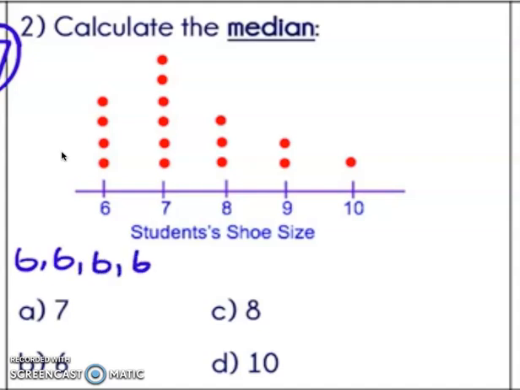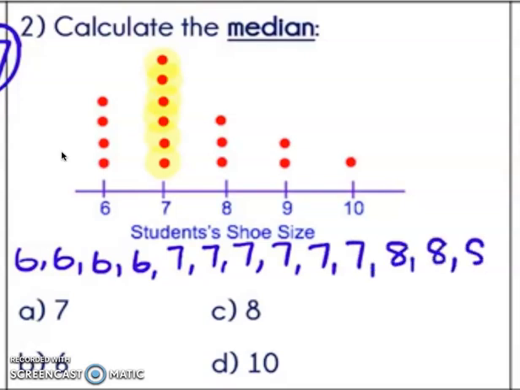Okay, we're going to have 1, 2, 3, 4, 5, 6 sevens. Okay, we're going to have 3 eights. We're going to have 2 nines and a 10. They're going to have to be down here in the second row. Sorry, guys. Okay, all right.